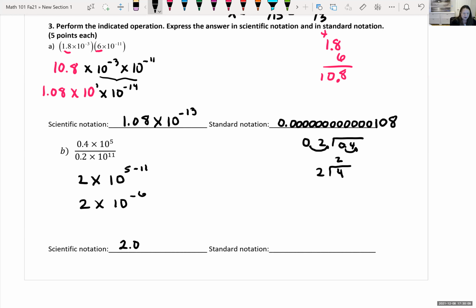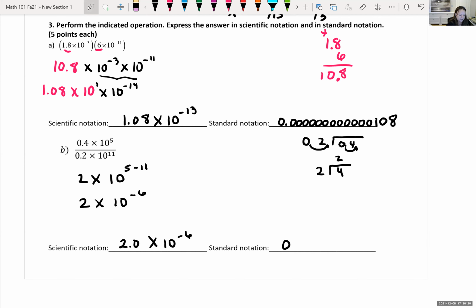I'm just going to put a 0 after that 2. So we have 2.0 times 10 to the negative 6. And we need to move the decimal to the left 6 spots, which means there's going to be 5 zeros after that decimal before the 2.